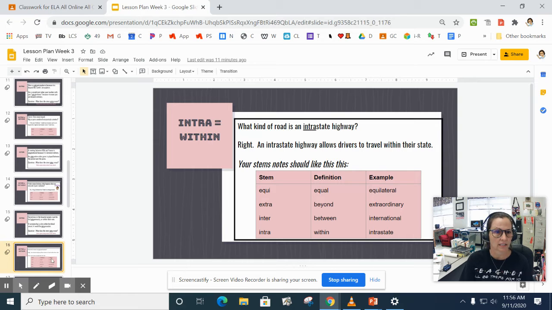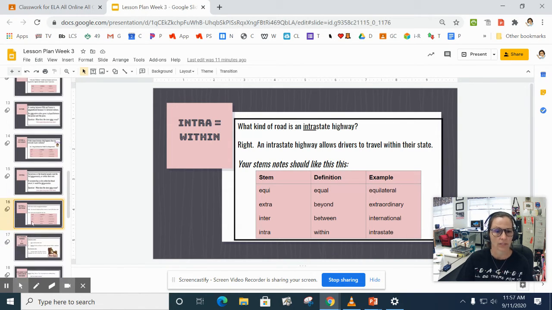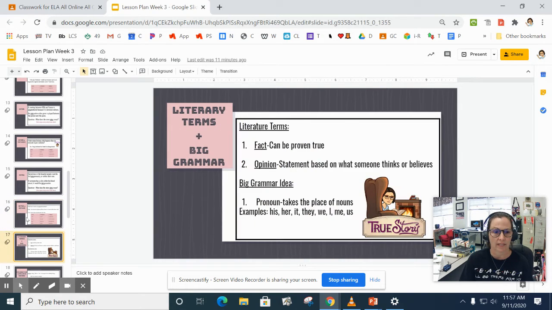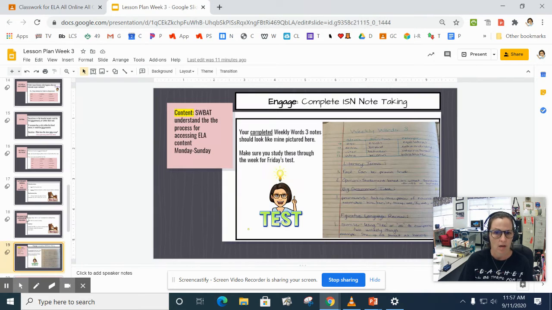So slides, going back, I think it was slide 8, right? So slide 8 through 16 are your new 4 stems. And then slide 17 are our lit terms for this week, fact, opinion. We're talking about pronouns for our big grammar idea this week. And then we're also doing a figurative language review with similes this week. That should be a review from elementary school, though. And then here is a picture of my completed notebook, which again should resemble your completed notebook.